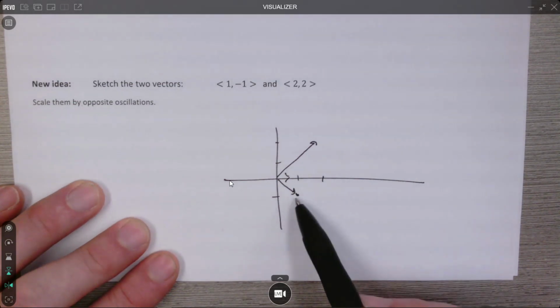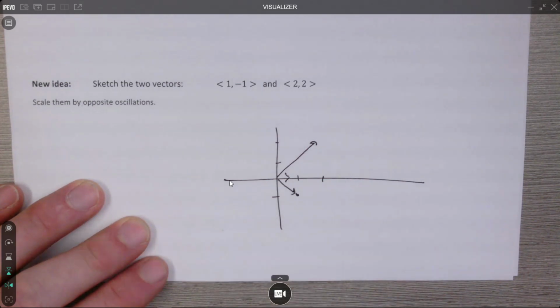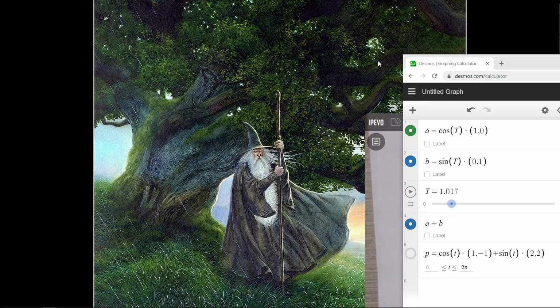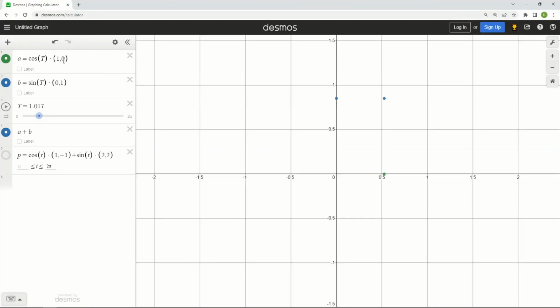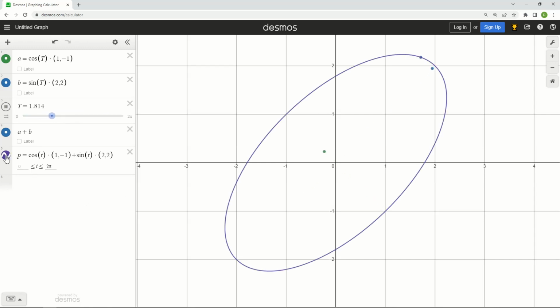Imagine with your neighbors, what happens if this point is oscillating back and forth, this point is oscillating back and forth, and we're going to add them together? The good news is you don't have to imagine. We can just do it. So what did I say? 1, -1, and then 2, 2, right? So let's go backwards a little bit. Can you tell what shape it is? It is an oval.